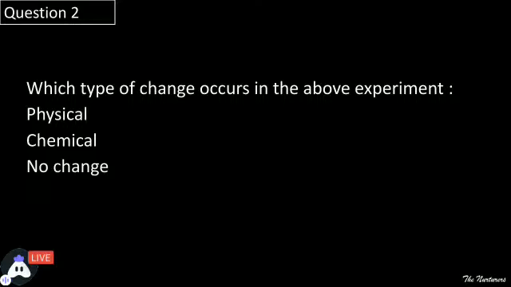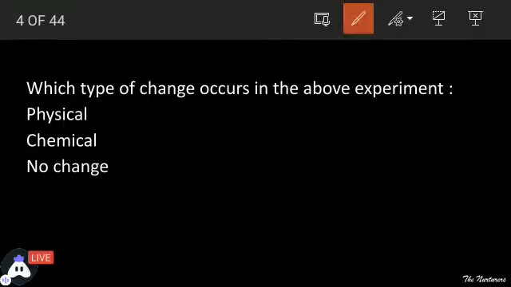What type of change occurs in the above experiment? As you can see, the magnesium ribbon was getting burnt. Which type of change was it? Whether it was a physical change or a chemical change, or it was not a change at all. So students, you all must know that physical changes are reversible. अगर हम magnesium oxide से दोबारा magnesium ribbon बना सकते, so we would have termed it as a physical change. But yes, we all know, since magnesium oxide cannot be transformed or reversed back into the magnesium ribbon, so this would be an example of a chemical change or an irreversible change.